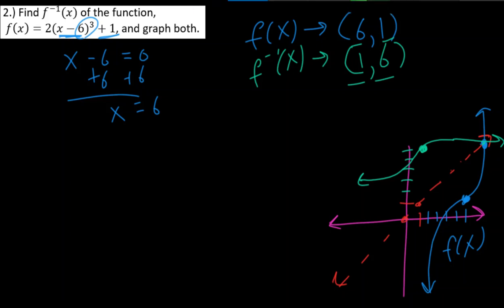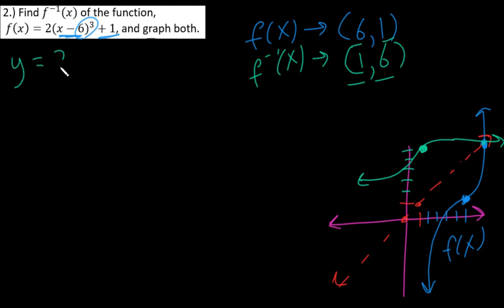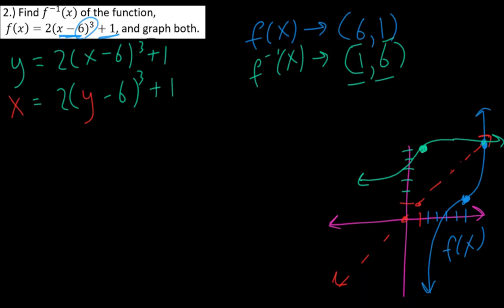Okay, now let's go ahead and find our f inverse of x. So we know the usual. We switch f of x into y equals 2 parentheses x minus 6 cubed plus 1. And from here we'll do our big idea. We'll switch our x and our y, switch everything back to green. So x is equal to 2 parentheses y minus 6 cubed plus 1. And oh, this is going to look pretty interesting.